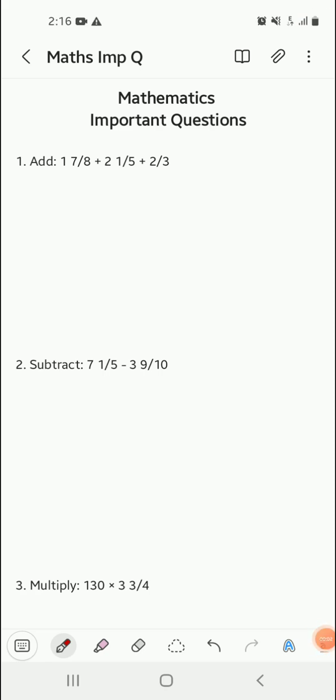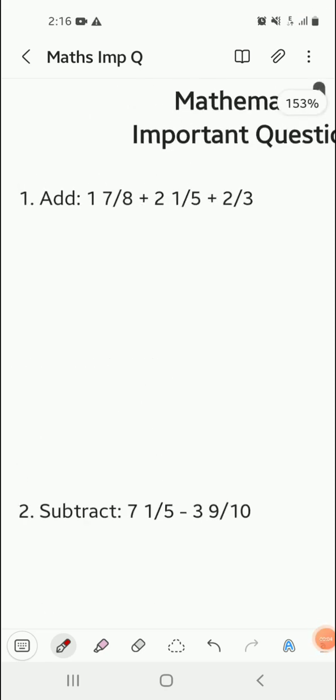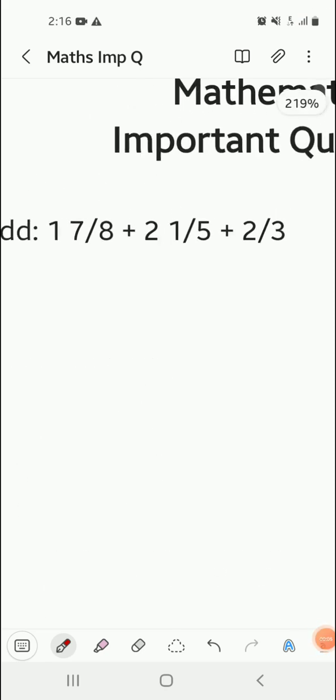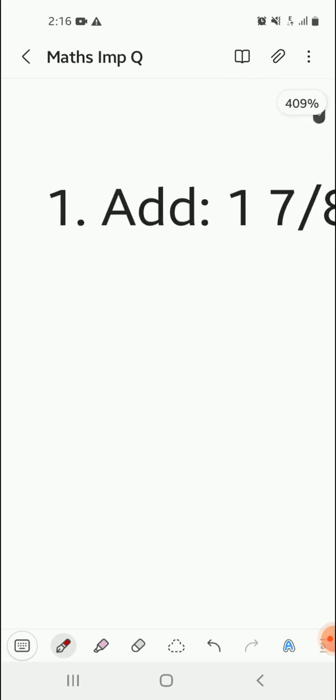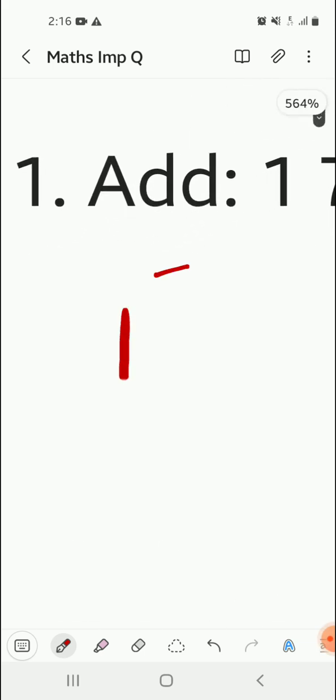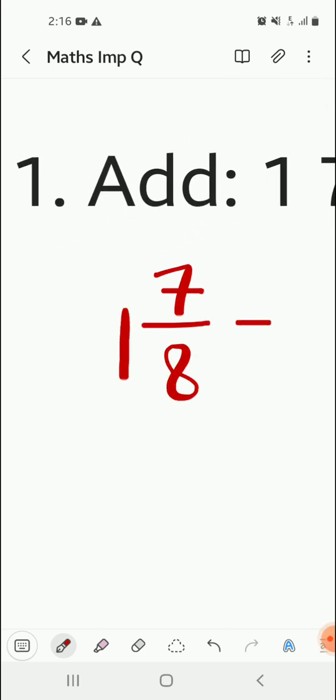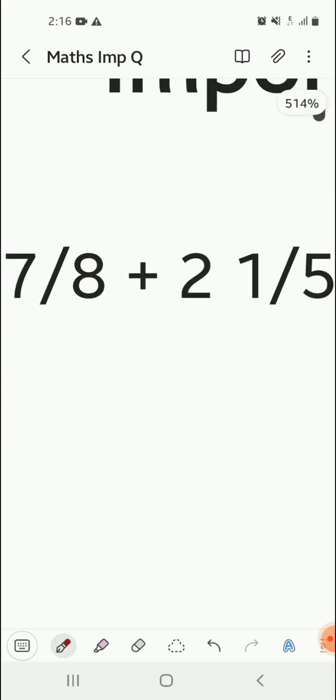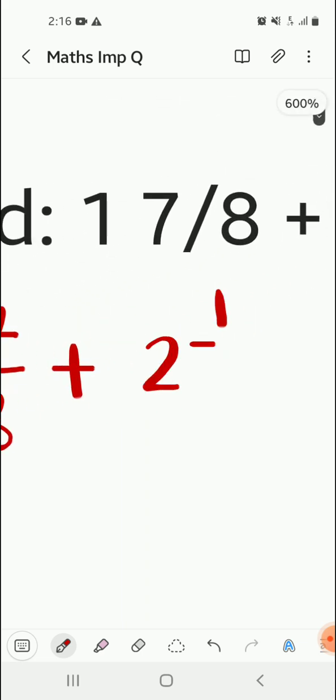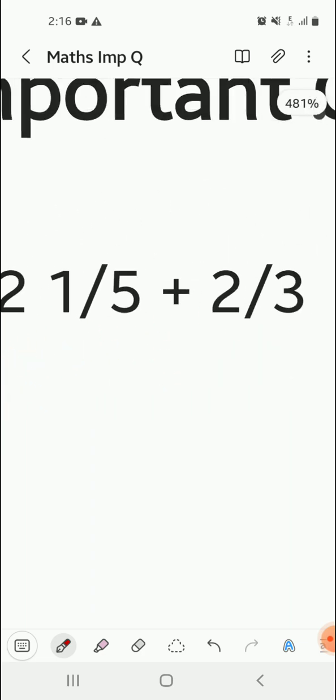Today's topic, we are going to discuss some simple mathematics. Fractions. Add these three fractions. First, let's write it down in proper form. That is 1 7 by 8 plus 2 1 by 5 plus 2 by 3.